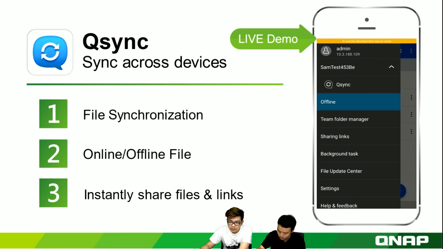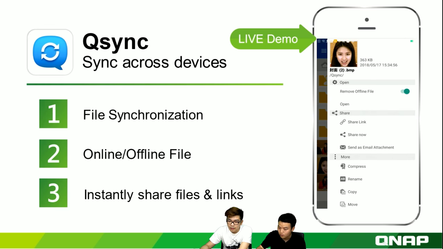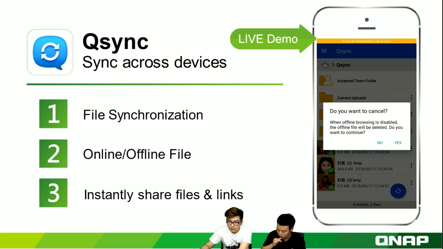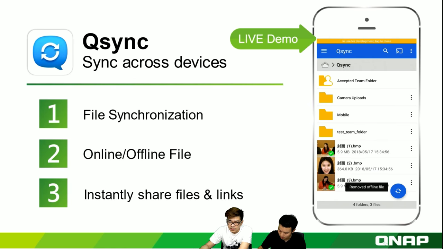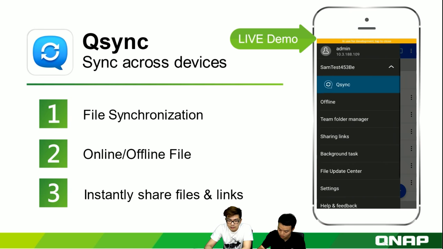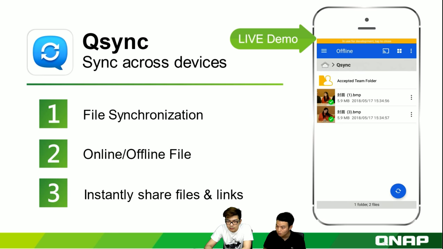And of course, if you do not want it to be offline accessible anymore, you can choose remove offline file. Just switch it off and say yes, and that'll be done. You see the green check disappear. If you go back to offline, number one is gone. No more Joyce.